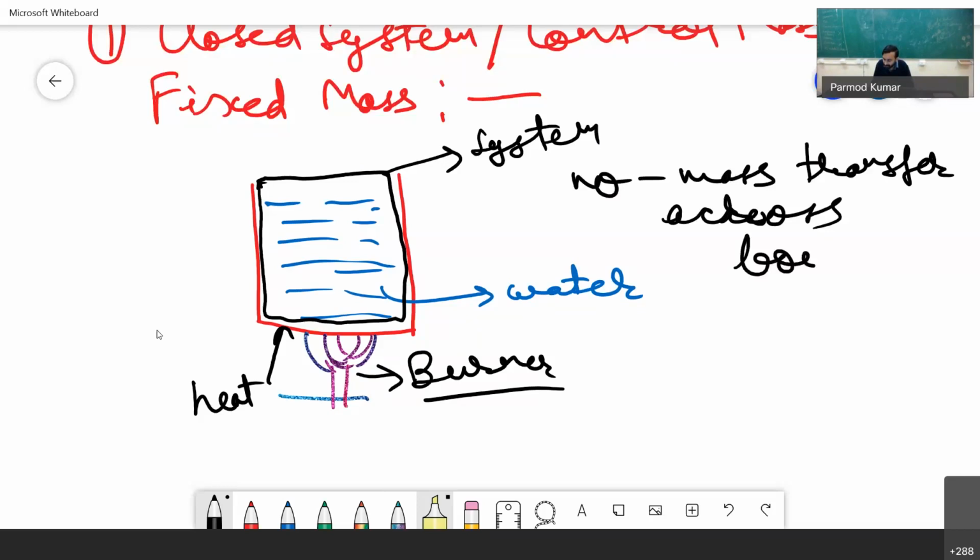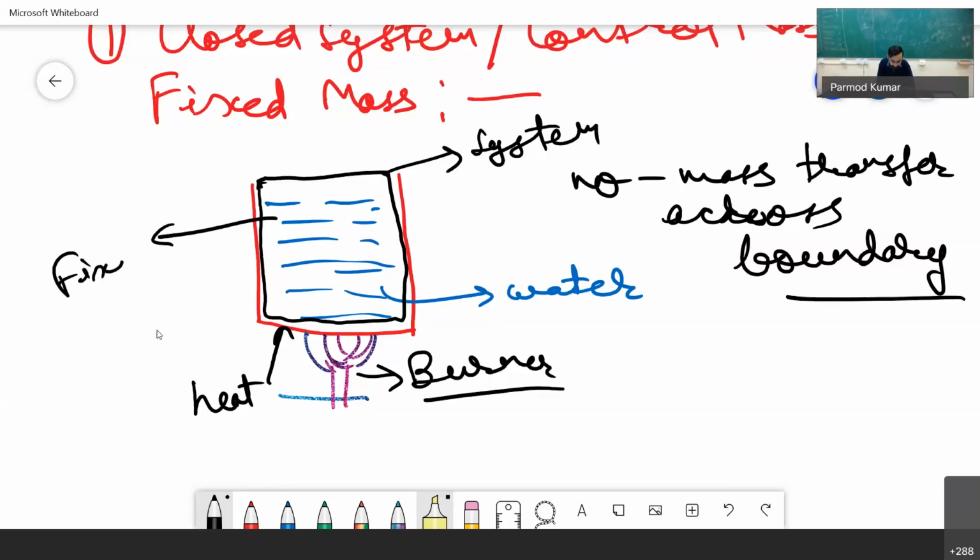If no mass is transferring across the system boundary, then the mass within our system will always remain fixed. So we will have fixed mass inside. That's why this particular type of system, where we have only energy interaction across the boundary, no mass transfer, and the mass of the system remains fixed, we call our closed system, control mass system, or fixed mass system.